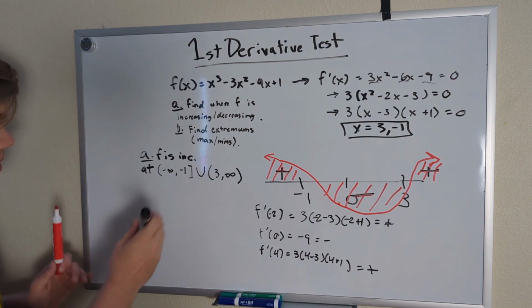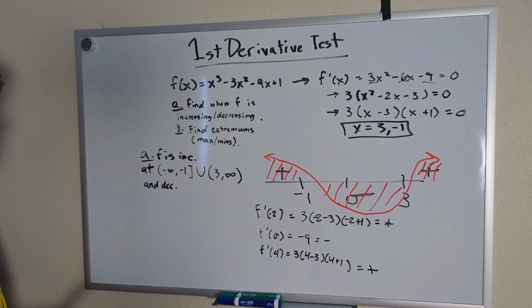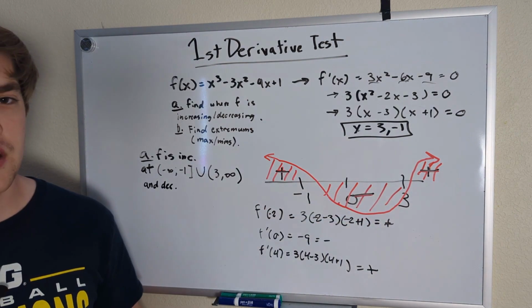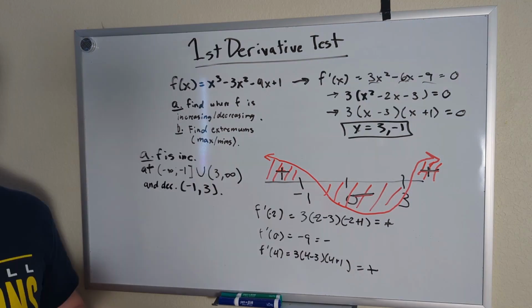Now, where's the function decreasing? Let's write that over here. And decreasing, which will be denoted with DEC dot. And the only place where this function is decreasing is between -1 and 3, as denoted on our sign graph. So it's decreasing between -1 and 3. So that's all of part A.